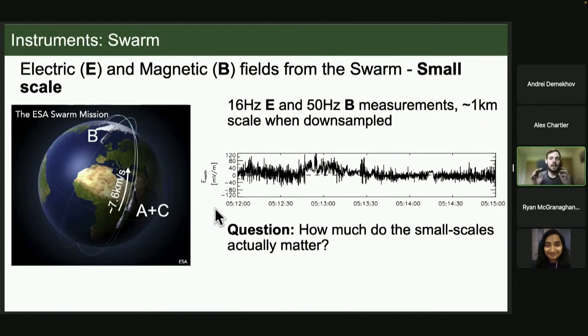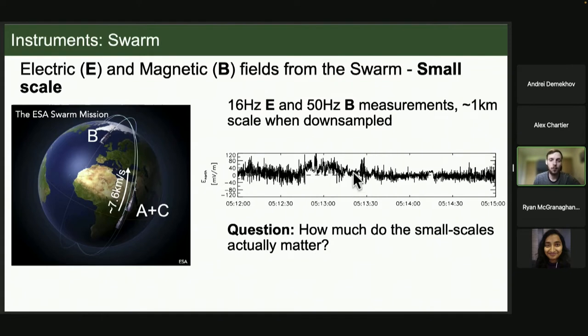So after looking at the SuperDARN and AMPERE data using their very global scale data products, now we come to the Swarm satellites. These are a constellation of three satellites, A, B, and C, which have electric and magnetic field instruments that can give a sample rate of 16 Hertz and 50 Hertz, respectively. Taking into account the satellite velocity, that's about a 1 kilometer scale size on the 16 Hertz measurement. And then we can downsample the magnetic field data to get onto the same resolution. So this 1 kilometer scale size is much smaller, obviously, than what SuperDARN AMPERE fits can reasonably resolve.